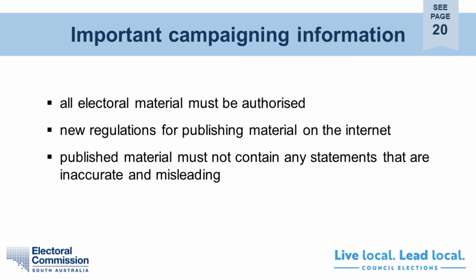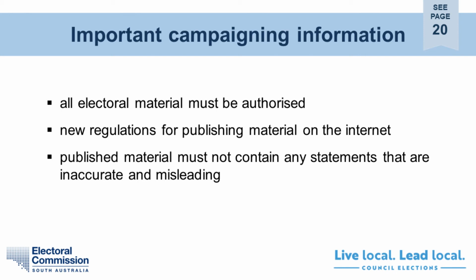Electoral material can only be published if it has the name and address of the person authorising its publication, and the name and address of the printer or other person responsible for its production if they have a physical address. If they do not have a physical address, the name and email address or website will suffice. The address may be a post office box or business address, provided it is the usual post office box or business address used by the person. There are new regulations for publishing material on the internet. We recommend that, if you intend to do this, you read the detail in the candidate handbook.